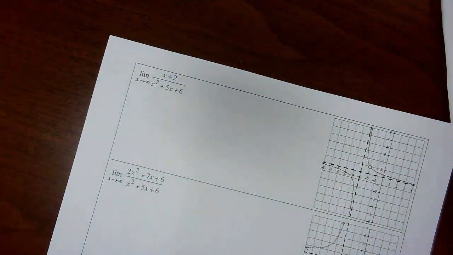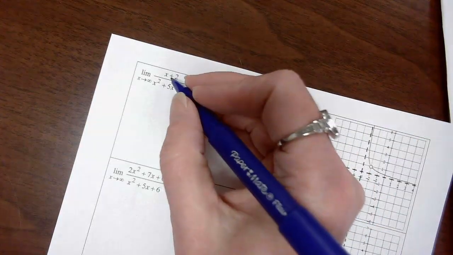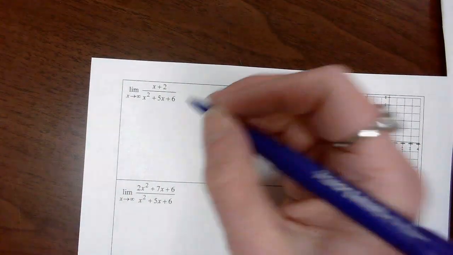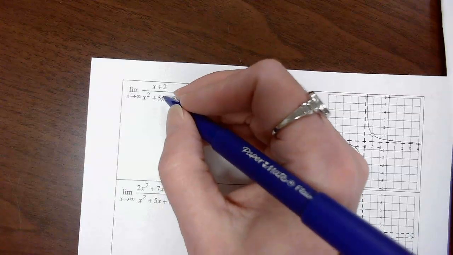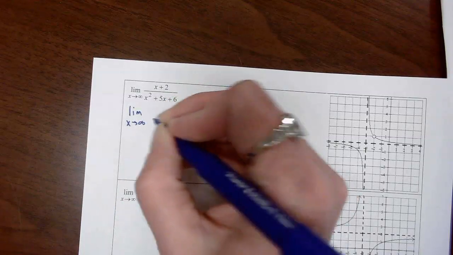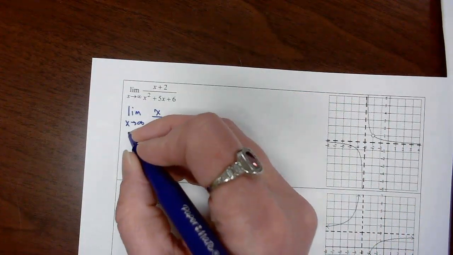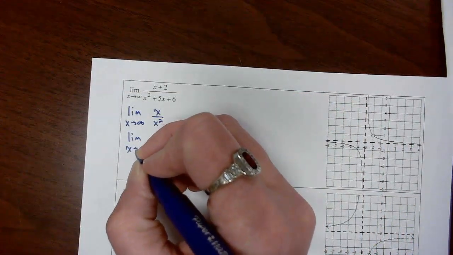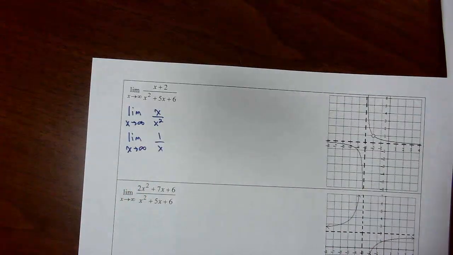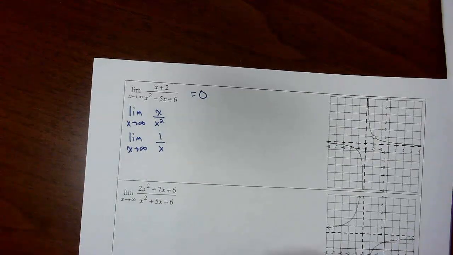Now let's look at these examples. So I've got, as x approaches infinity, of x plus 2 over x squared plus 5x plus 6. So what I like to do is just narrow it down. This is going to be the same as looking at the limit as x approaches infinity of x over x squared, which would be the same as 1 over x. Which means it approaches 0. The denominator has a bigger degree.